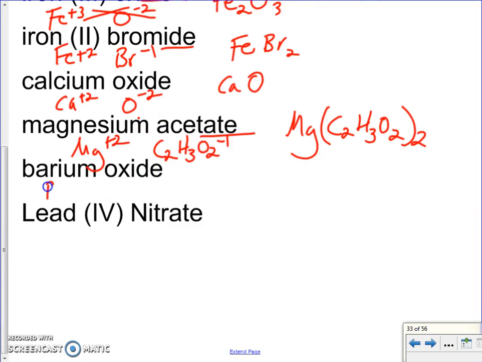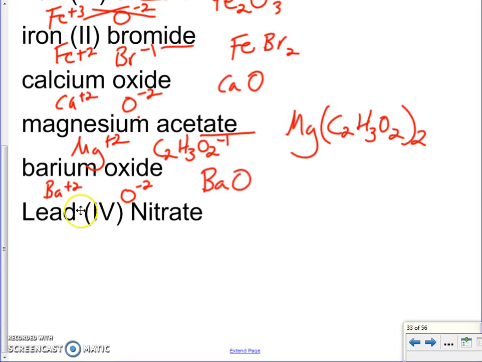Barium oxide, Ba plus 2, oxygen minus 2. Cross and swap, they simplify, so BaO. All right, and last one.